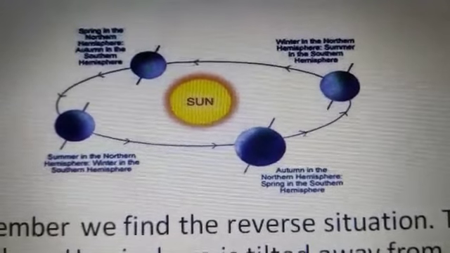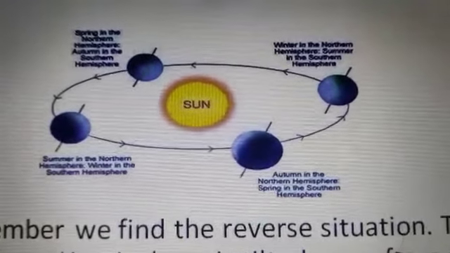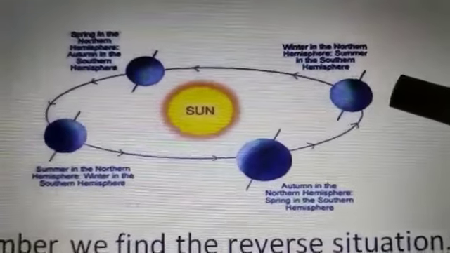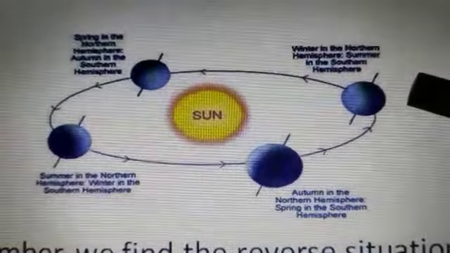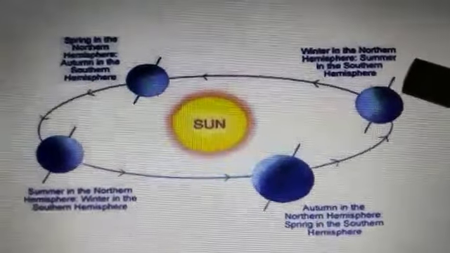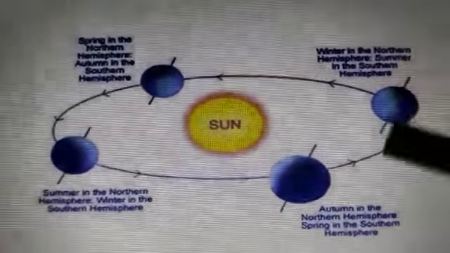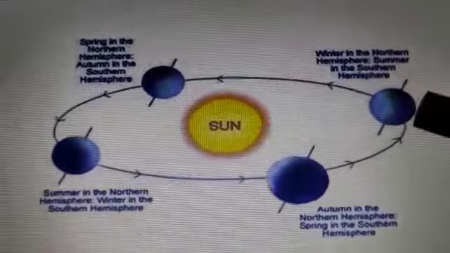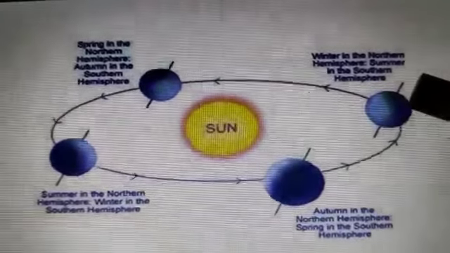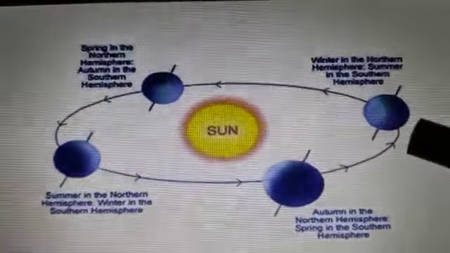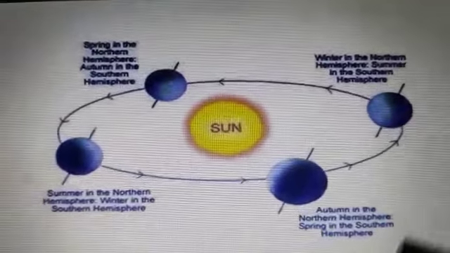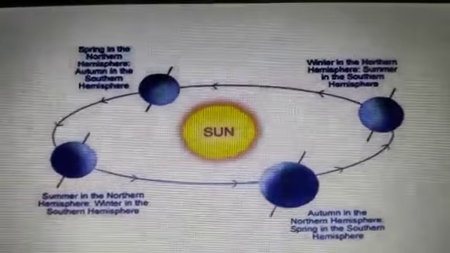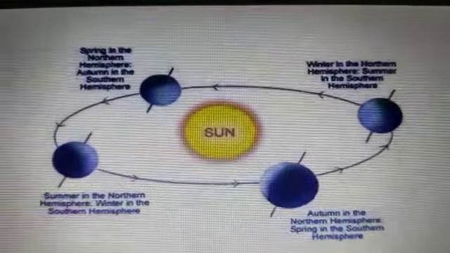In December, we find the reverse situation. December means this picture. In December, winter is in the northern hemisphere. The summer is in the southern hemisphere. You can see the northern hemisphere is away from the sun, whereas the southern hemisphere is nearer to the sun. So in December, we find the reverse situation. Reverse means the opposite situation.